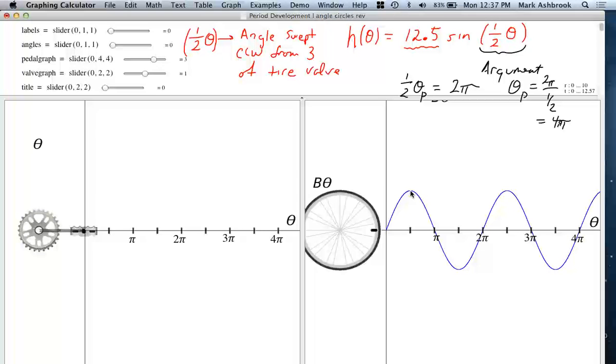So this is relating to the pedal angle. Okay, it's sine theta. And the question is, what will 12.5 sine of 1/2 theta look like? Now that we know what the period is, the period is how much? 4 pi. It takes 2 rotations of the pedal, 2 full times around, to get that tire valve once around.